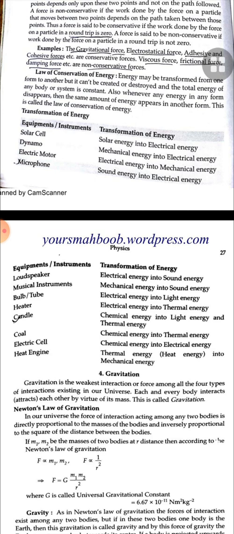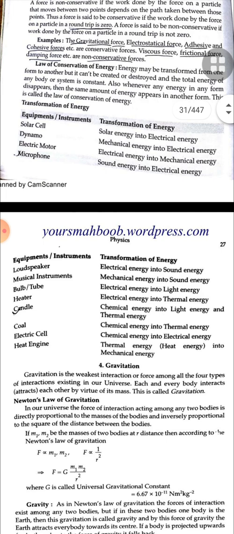Bulb or tube, electrical energy into light energy. Heater, electrical energy into thermal energy. Candle, chemical energy into light energy and thermal energy. Coal, chemical energy into thermal energy. Electrical cell, chemical energy into electrical energy. And heat engine, thermal energy, heat energy into mechanical energy.